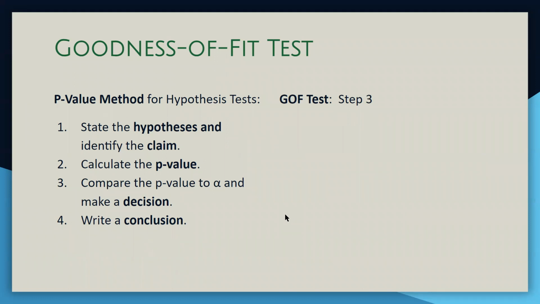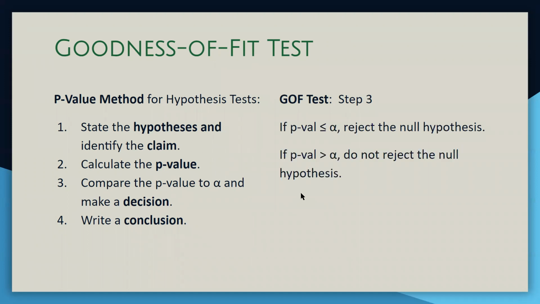For step 3, just a quick reminder, if your p-value from step 2 is less than or equal to alpha, you reject the null. And if your p-value is greater than alpha, you do not reject the null. So smaller p-values we reject, larger p-values we do not reject.